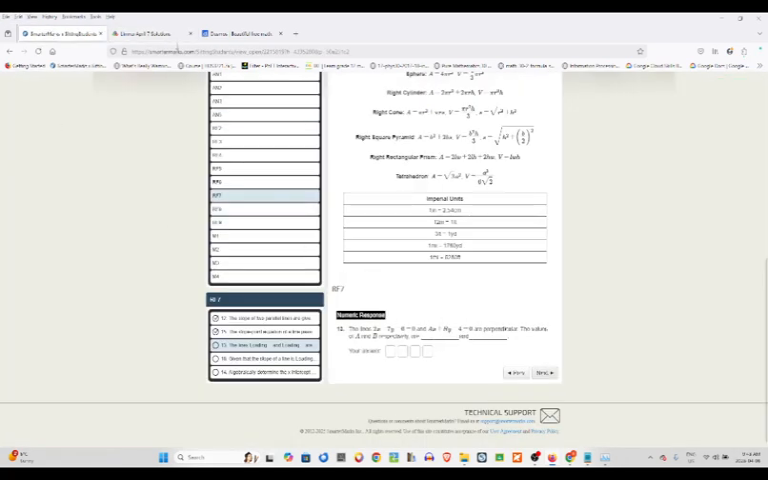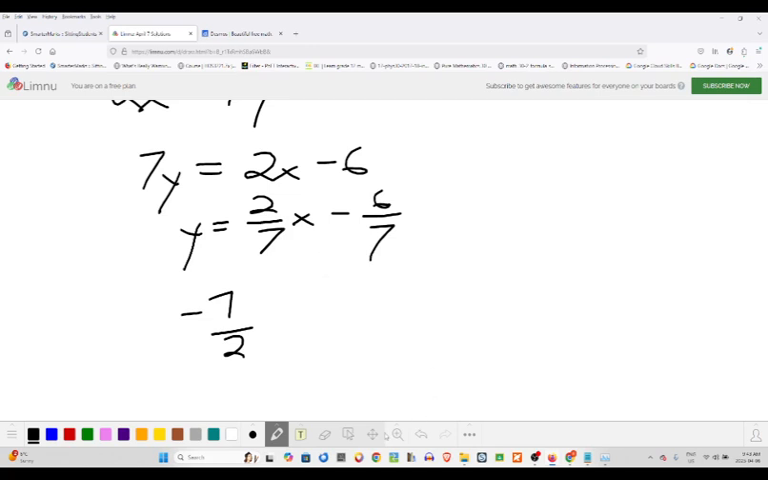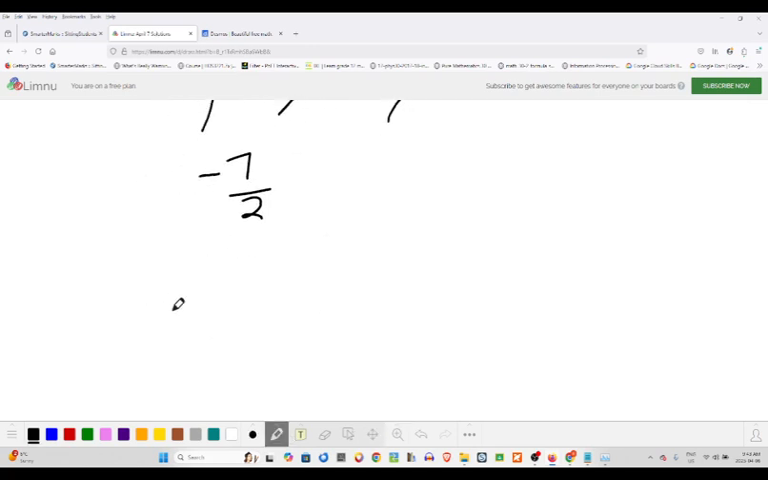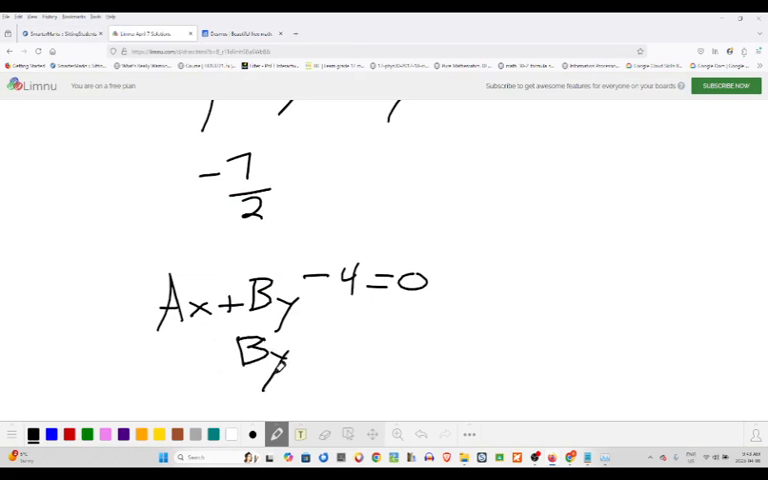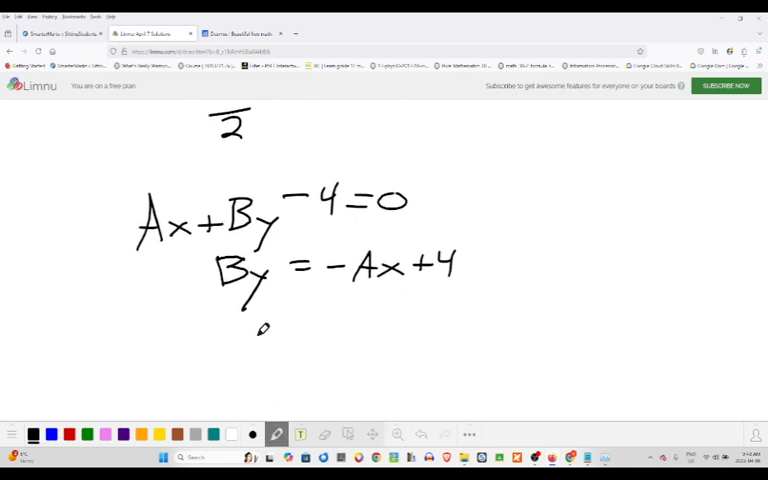So what is it in terms of A and B? We have AX plus BY minus 4 equals 0. So we'd have BY is a negative AX plus 4. So Y is going to be a negative A over B X plus 4 over B.